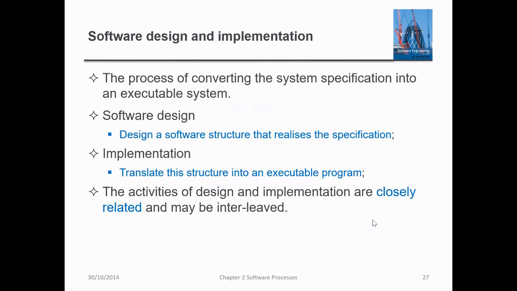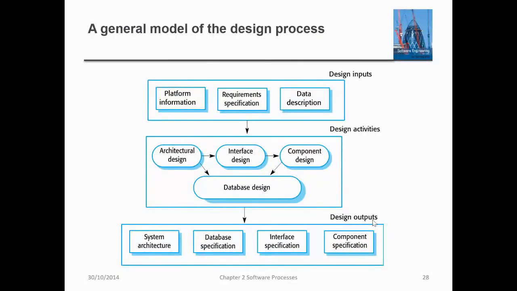So our next step, we're doing our software design and implementation. That's our process of converting the system specifications into executable code. So we need to do design, and that includes some architecture decisions. We want to design a software structure that can realize that specification. Then we start translating that into code that becomes a program that we can run. The activities of design and implementation are closely related and become interleaved. So here's the general process.